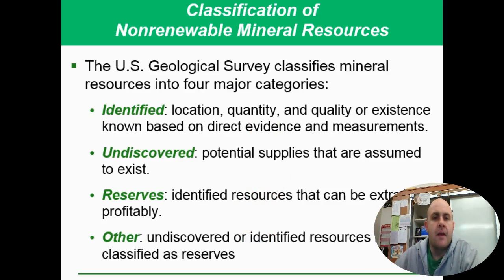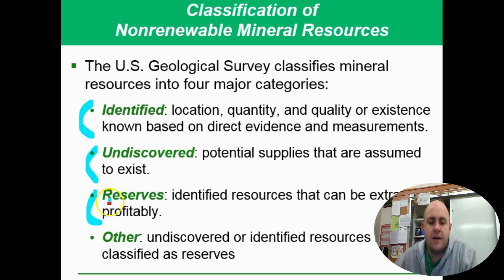So, when we talk about these minerals or mineral resources, we classify them in one of 4 categories. Identified means we know where they are, we know how much it is, we know how good it is, and there's direct evidence to show us. So this is stuff we can really trust. We have undiscovered mineral resources. This is places where we have potential supplies that are assumed to exist, but we don't know if they really do or not.